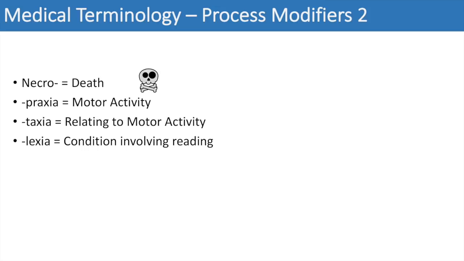Another suffix for conditions, you might hear lexia, so a condition involving reading. So you might hear alexia, so the person is not able to read due to some psychological condition. Other suffixes include lalia and logia, which stand for conditions involving speech. So you might hear echolalia, which means when the patient hears something, they repeat it back. Or alogia, they are not able to speak. So you'll see some of these suffixes used in describing conditions, usually involving psychological conditions.